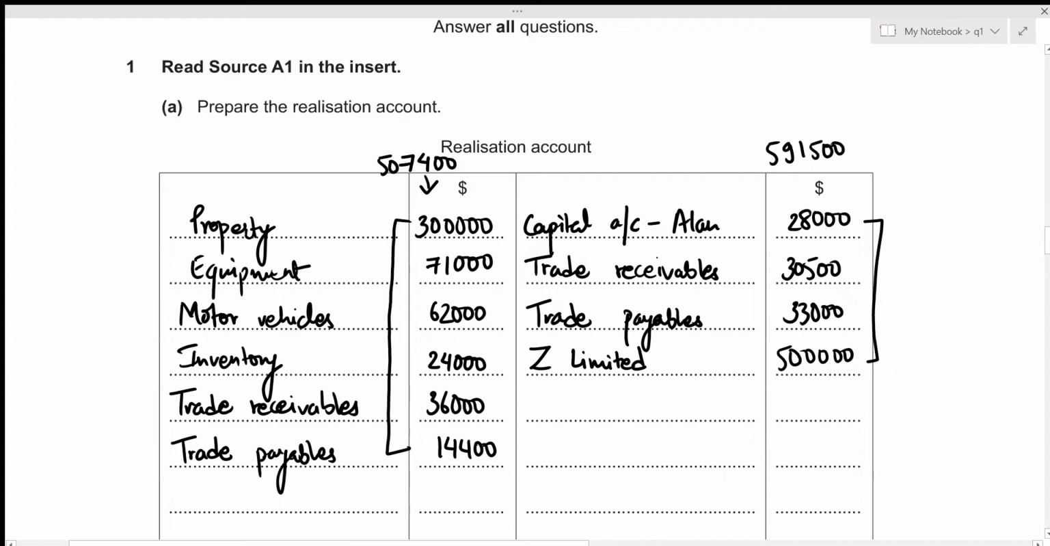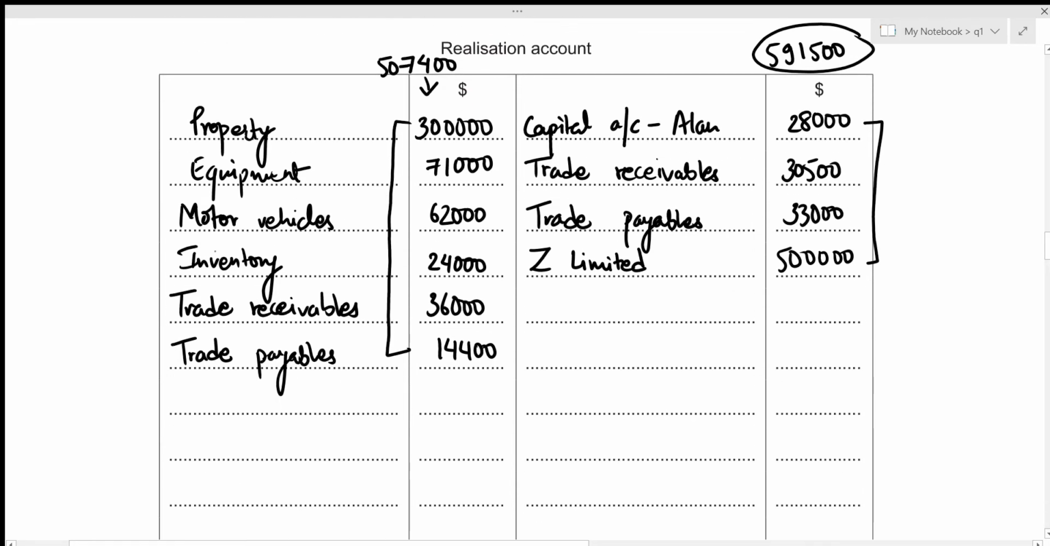591,500. We can clearly see that credit side is the heavier side, which means that our balancing figure will be on the debit side. And whenever the balancing figure is on the debit side, it will resemble the profit on realization. So let's write it down. We have profit on realization. And this profit should be divided among the partners of the partnership business, who are Alan and Brian.